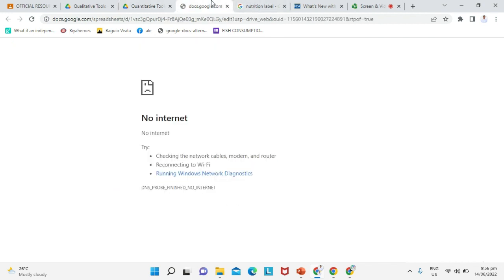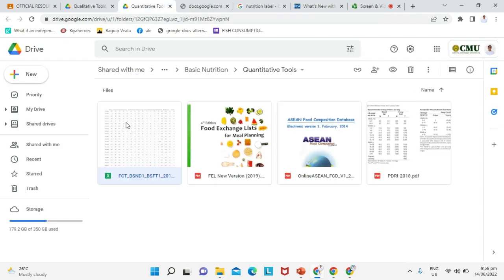Okay, with the use of our Excel and with the use of the Phil FCT, which is a website of the FNRI. Okay, kaya available po ni siya online.